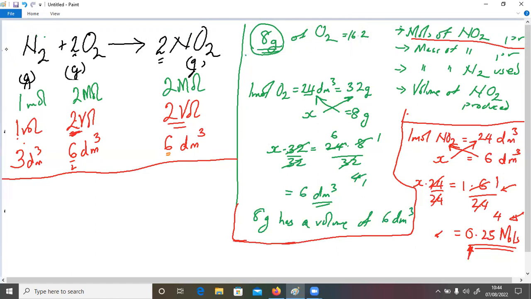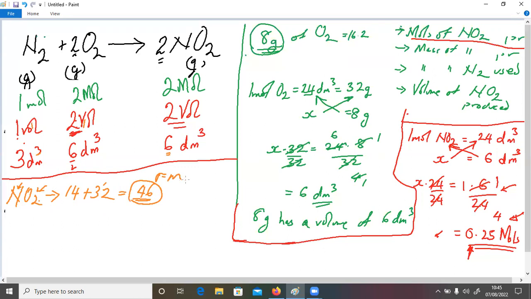So we start by finding the formula mass for nitrogen dioxide. Nitrogen is 14 plus 2 oxygens is 32. This one gives us 46. Okay, that's the formula mass for this one, for 1 nitrogen plus 2 oxygens. So it gives us 46.